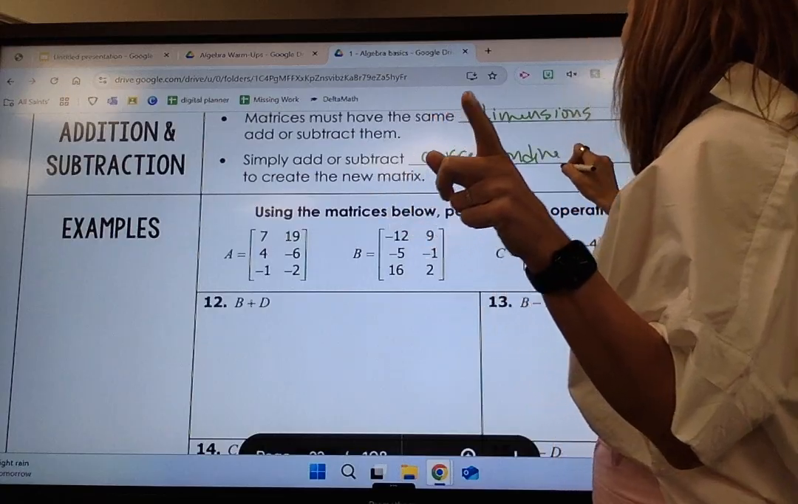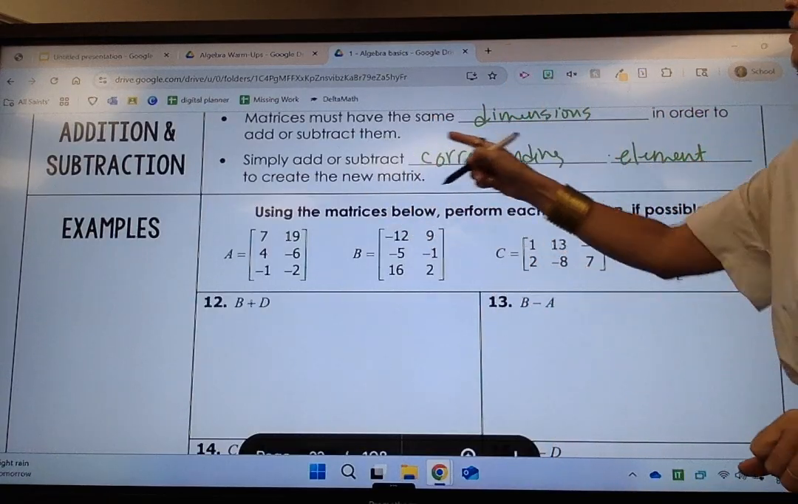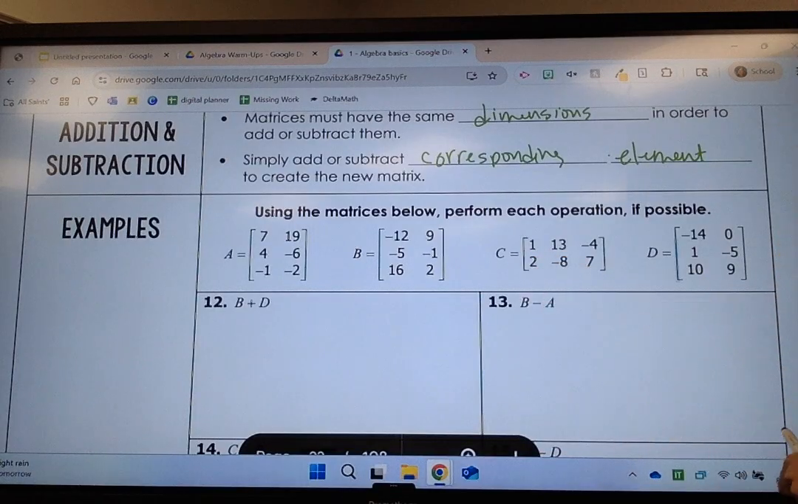And we know what an element is. That's one position, one data point, to create the new matrix. So let's take a look at example 12.